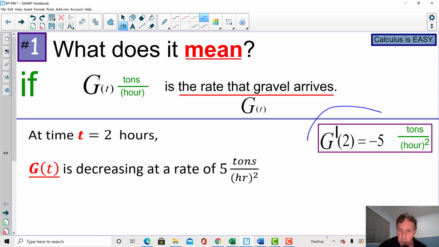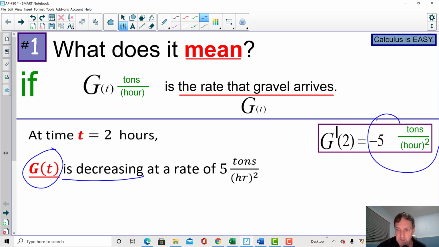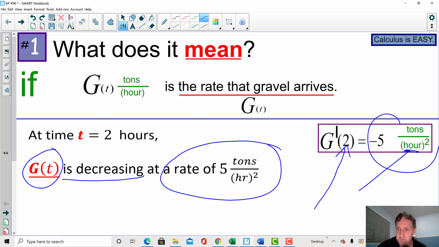So now let's pay attention to what is the meaning of g prime equaling a negative number. So when the derivative of g is negative, it means that g is decreasing. So that's how I'm going to start off. I'm going to say g is decreasing at this rate. So here's our rate right here. It's 5 tons per hour squared. And this is all happening when t is 2, and the units are still hours, so it's going to be when t is 2 hours.